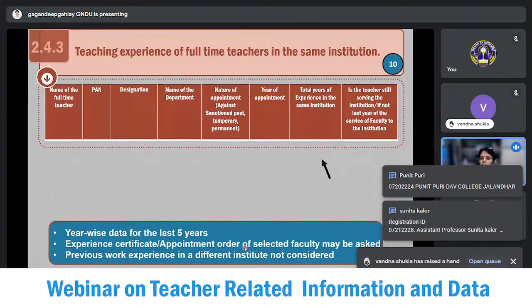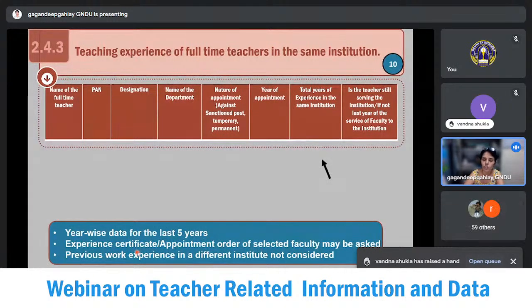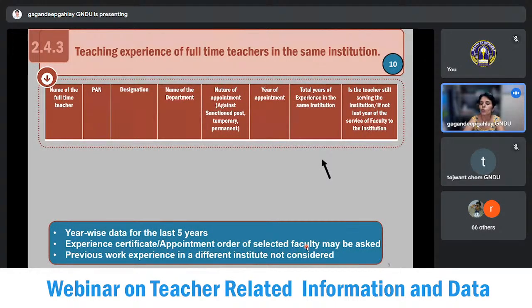And again, during the DVV verification, randomly the DVV people are going to ask you either for appointment orders or for experience certificates of certain selected faculty, in order to ascertain that the data which you are giving is correct. So please be careful about the names of the teachers which you are including, because you do not want any random name to be given, and then finally when DVV verification takes place, you are not able to provide any appointment order. That will be bad for the college or institute. And this is also of great importance because it carries around 10 marks.